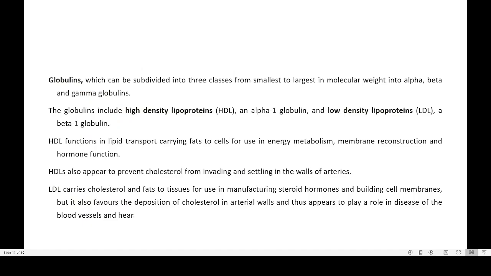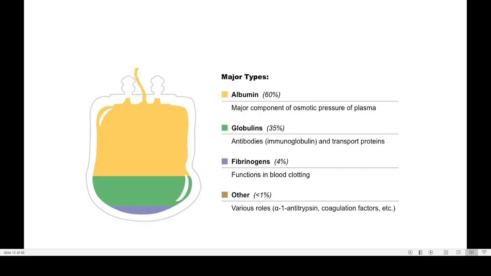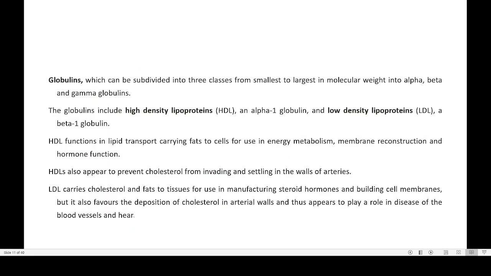And here you can see another thing about the globulin. What is the globulin? Globulin is mainly contributing antibodies. Now globulin can be subdivided again into two types.